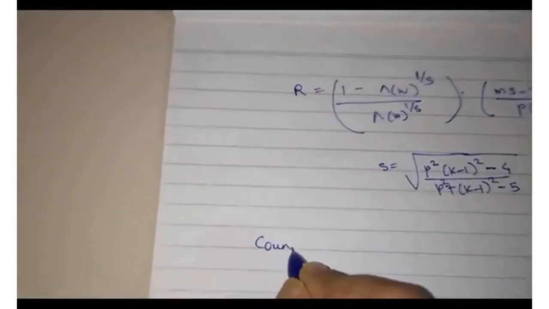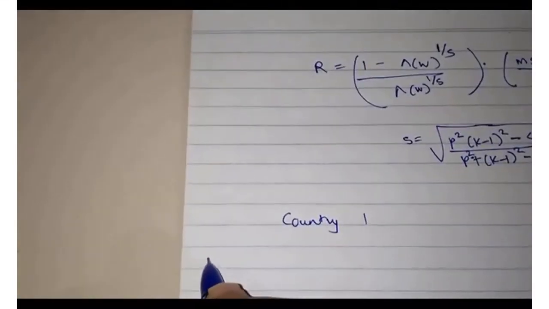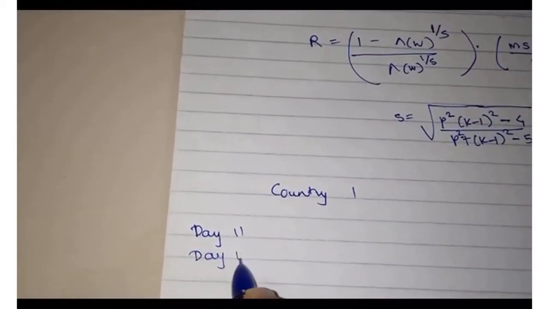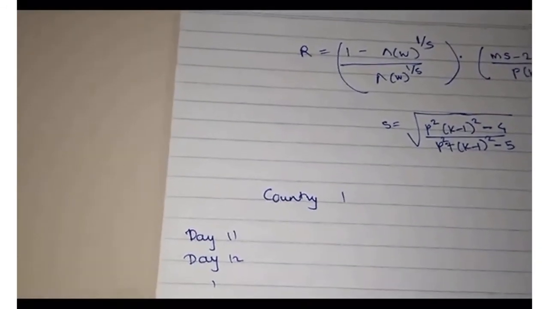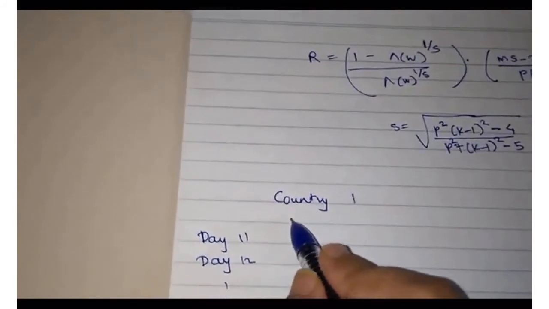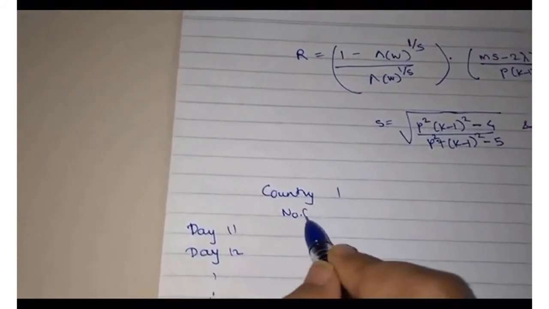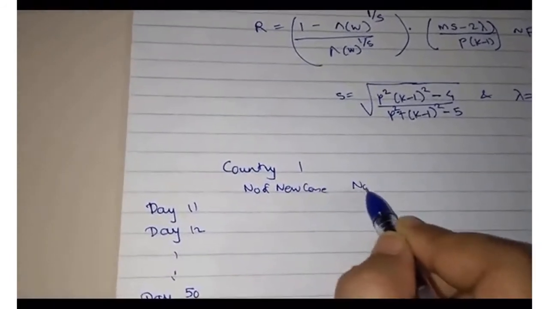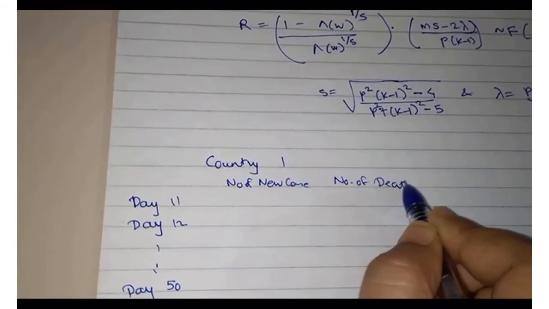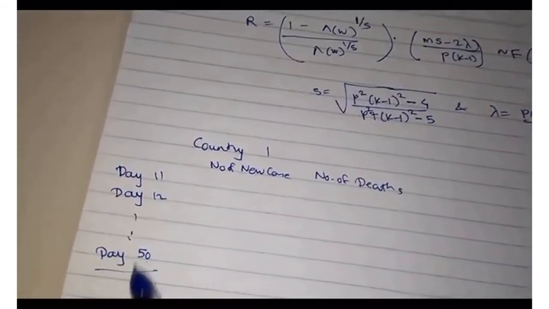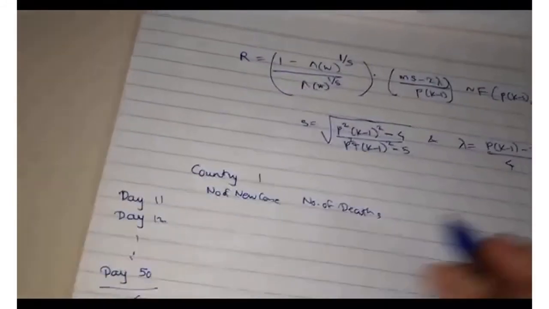Okay, so what do I mean by that? For, say, country 1, I would consider data on, say, day 11, day 12 up to, say, day 50. Okay, first 10 days we leave because generally they have different distribution. And suppose I have here number of new cases and number of deaths. So I have a bivariate data. Okay, I have how many observations? Day 11 to day 50 means I have 40 observations from country 1.